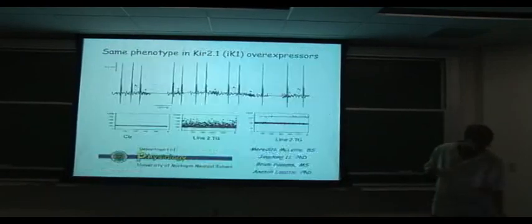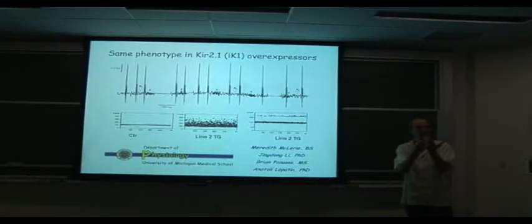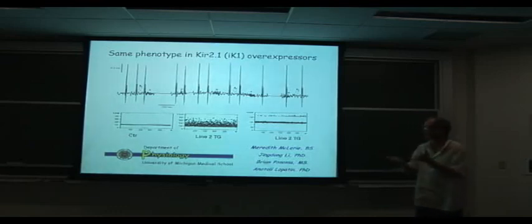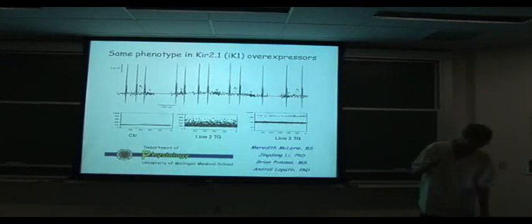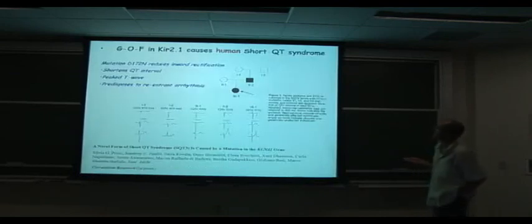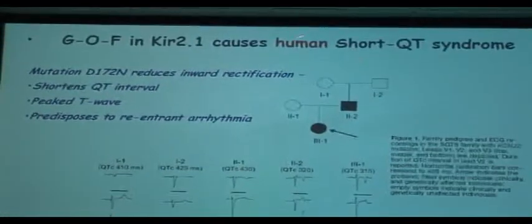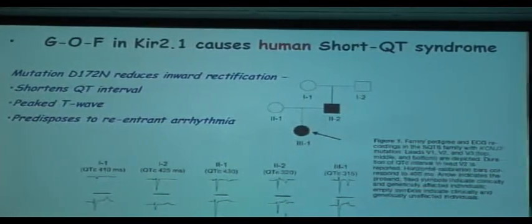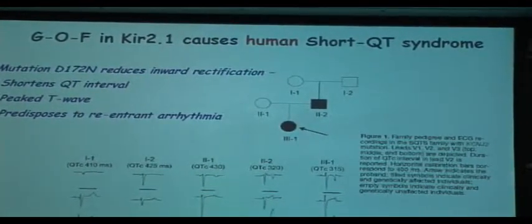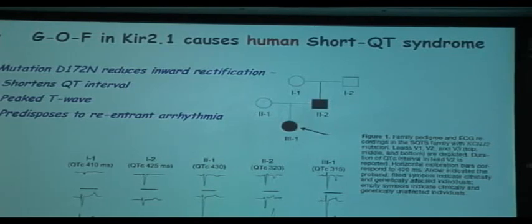So my point is that overactive IK1 under the myosin heavy chain promoter can cause this 2-to-1 block, and these animals progress to sudden death, I should say. And so do overactive KATP channels, and both of them are expected to increase background K conductances. And it turns out that if you have gain of function in Kir2.1 at least, this can cause human short QT syndrome, which is expected to predispose to reentrant ventricular arrhythmias.